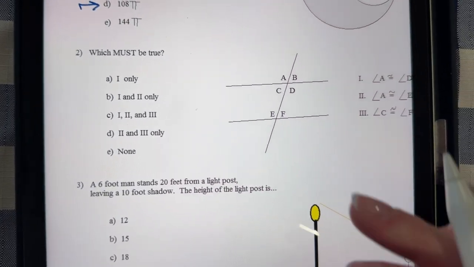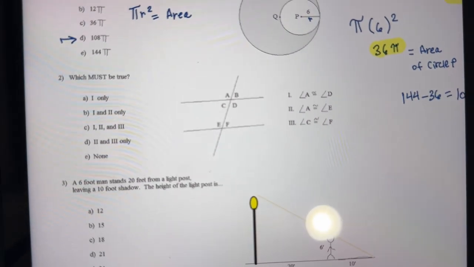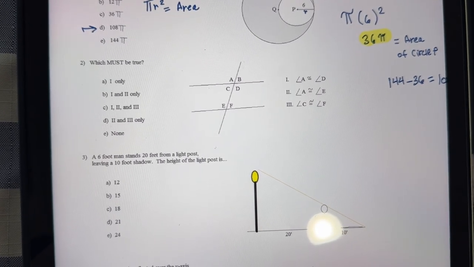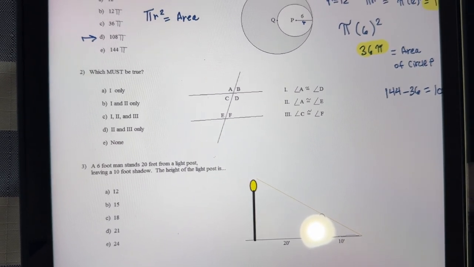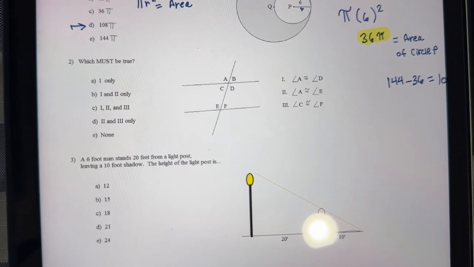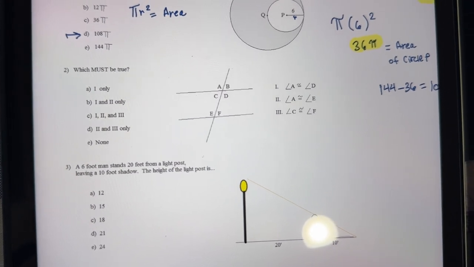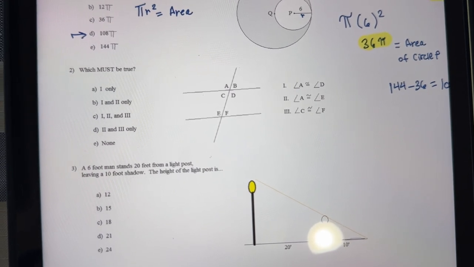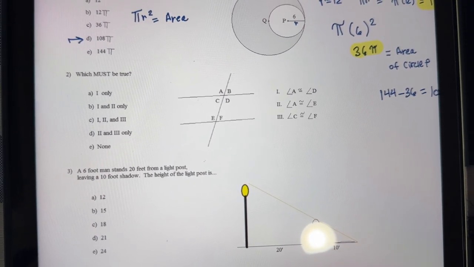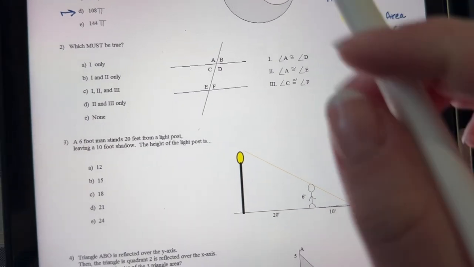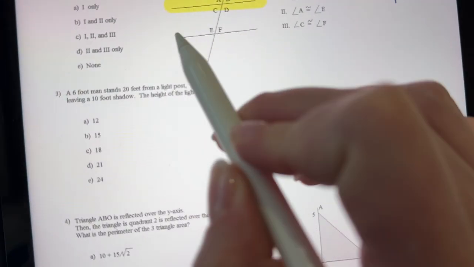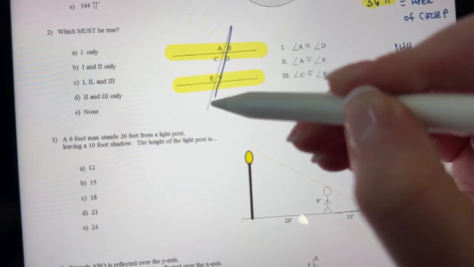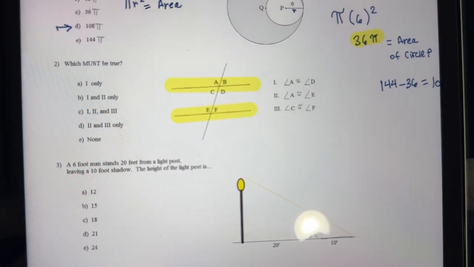Okay, on to the second question. This question is a "which must be true" question. These questions are a little complicated because there are things that could be true, but we only care about what has to be true in all circumstances. Now, this would appear to be a transversal, which we don't know for sure because they didn't tell us. A transversal would indicate that these two lines here are parallel to each other and they cut through this line here in the center. But we don't know if that's true.